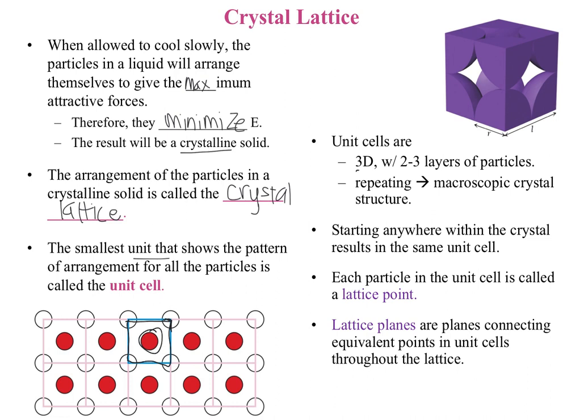These unit cells are three-dimensional, like this one here in purple. It either has 2 or 3 layers depending on the structure of the compound. It can technically start anywhere in the crystal because you're going to have the same unit cell repeating. Any particle in the unit cell is a lattice point. The lattice planes are what connect the points. So here is one point, here's another, as long as they're equivalent points. Here we have halfway through a white one, halfway through a white one, so that line would be a lattice plane.